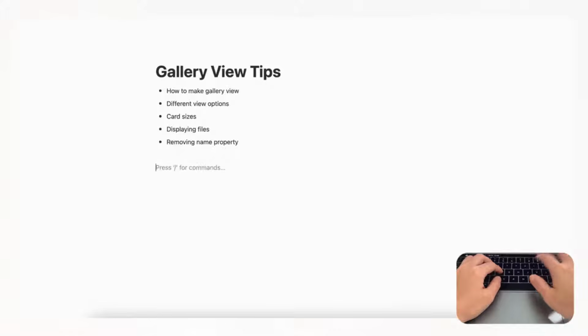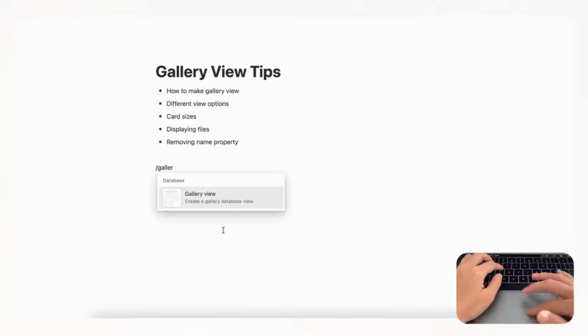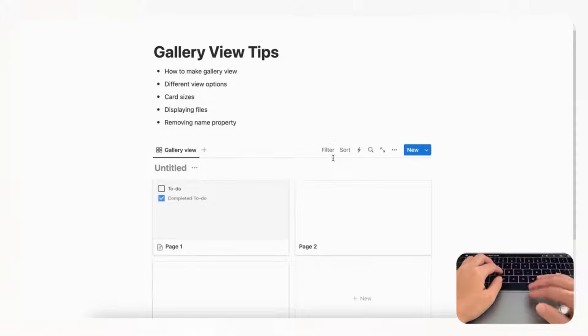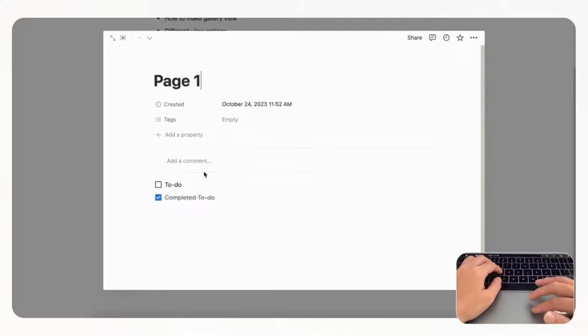So first, in order to make a gallery view, you can type /gallery and click gallery view and then plus new database. Once you make this gallery view, you'll notice that the default is that it includes some of the page contents inside, such as this one, to do and completed to do. This is one way to use gallery view: if you put some images or text inside here, it's going to show up as the cover photo.